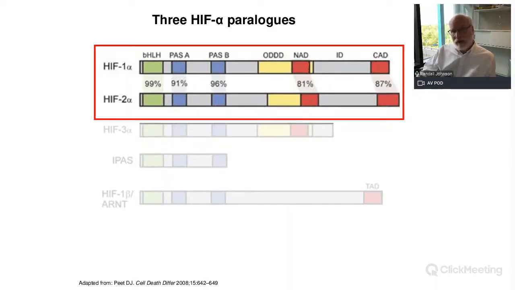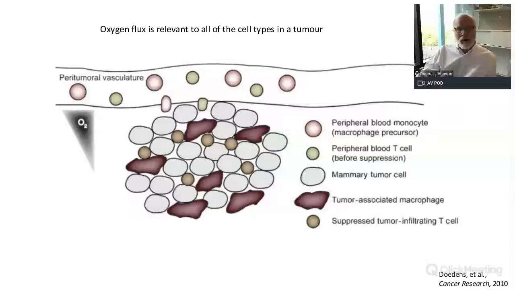And again, just a small number of definitions of terms. Really, the two HIF alpha paralogs that we're going to focus on are HIF1 alpha and HIF2 alpha, which are highly conserved, present in the vast majority of multicellular organisms, animals at any rate, and are the oxygen-sensitive components of the HIF transcription factor. So oxygen flux then is relevant to all the cell types in a tumor.